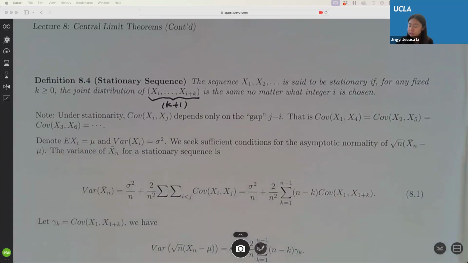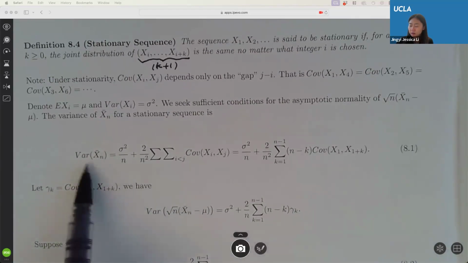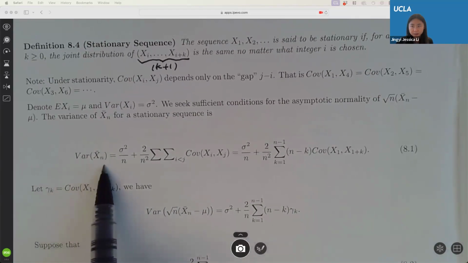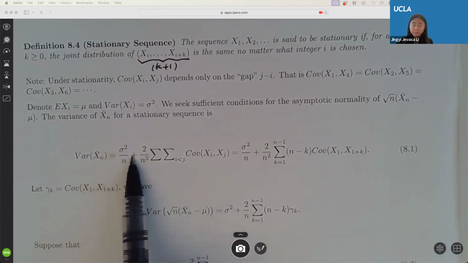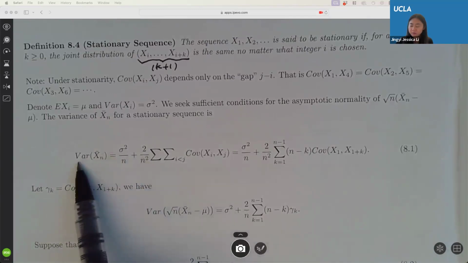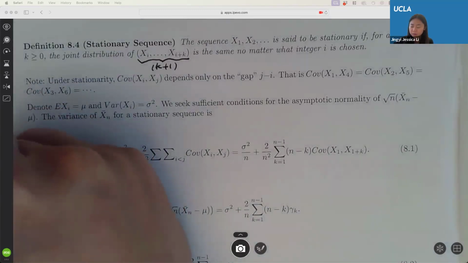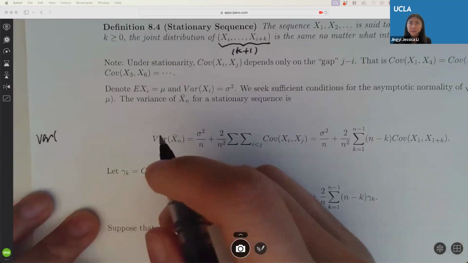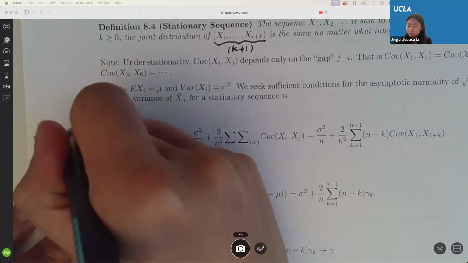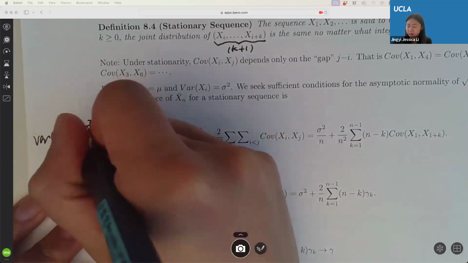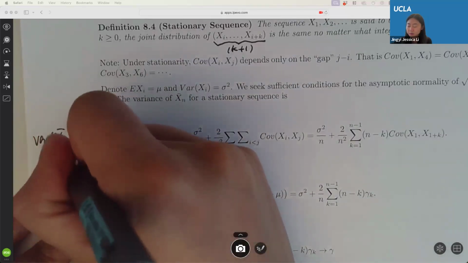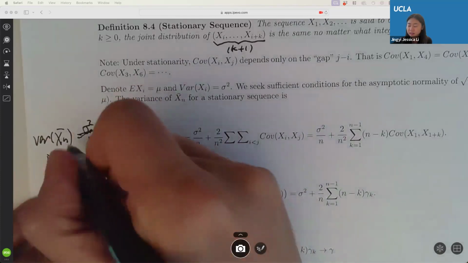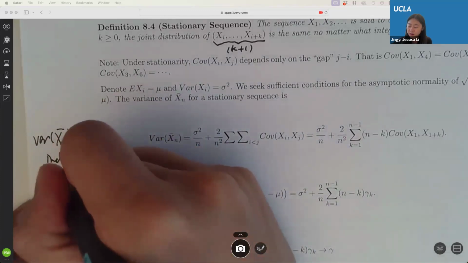This is something important regarding the variance of x n bar, because in this case it is no longer just sigma squared over n, because you have dependence. The variance of x n bar equals sigma squared over n only under independence and same variance.